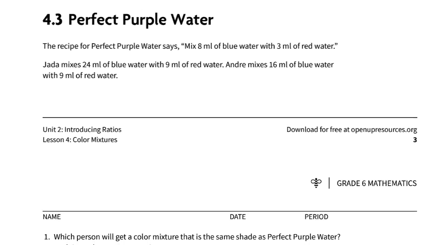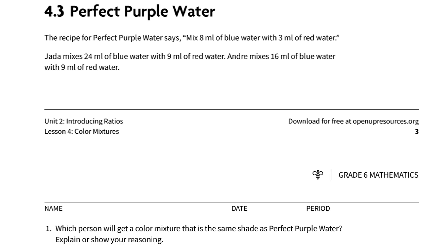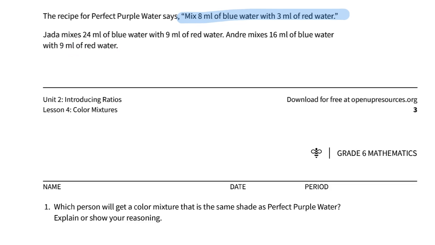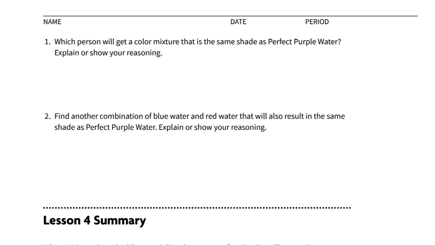And we're going to go straight here to the perfect purple water. The recipe for perfect purple water says mix, and here's the key right here. Mix 8 milliliters of blue water with 3 milliliters of red water, and that's going to give us this nice purple. And then it says Jada mixes 24 milliliters of blue and 9 milliliters of red. Andre mixes 16 and 9. So that's the setup right here. Now we're going to scroll down to the next page. Which person will get a color mixture that is the same shade as the perfect purple water?